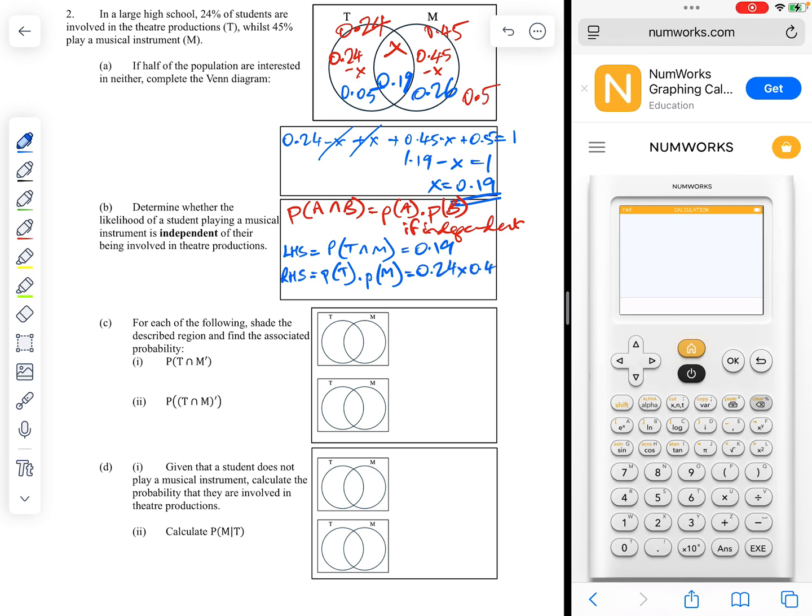0.24 multiplied by 0.45. Then calculator, 0.24 multiplied by 0.45. We get 0.108. So our answer is going to be not independent because 0.19 does not equal 0.108.